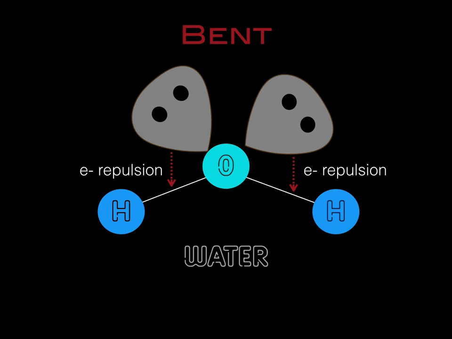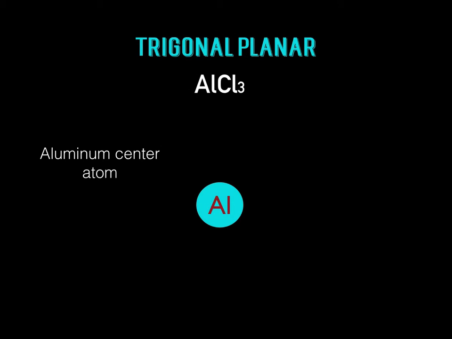This is called a bent molecule. Again, this is opposed to your linear molecule, which doesn't have lone pairs. This is where we get that term bent. All right, so let's take a look at a trigonal planar.